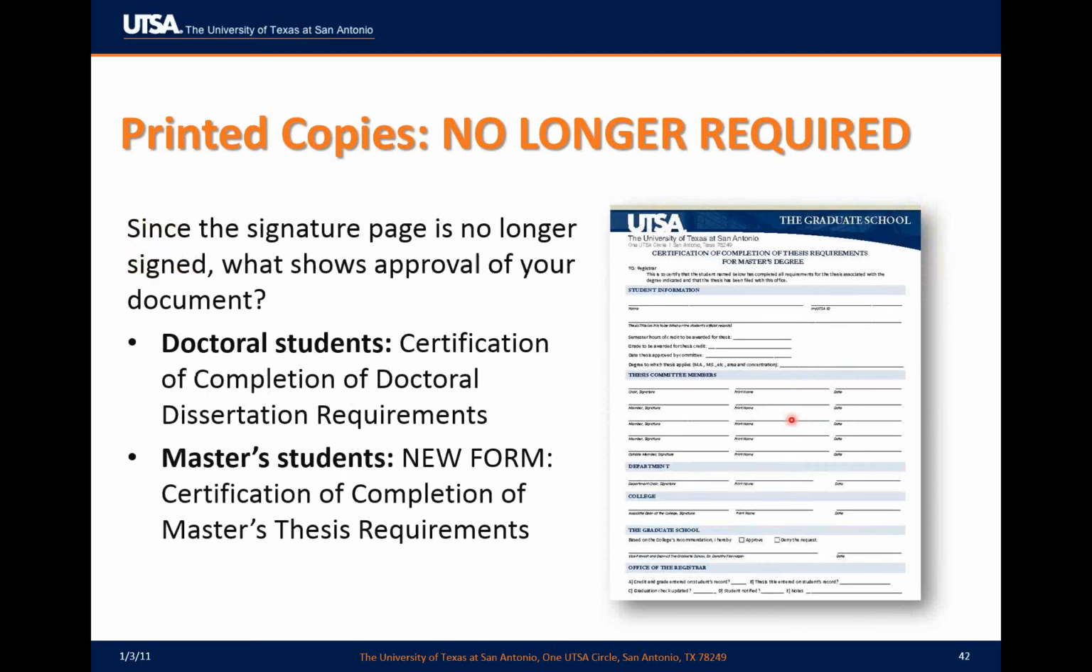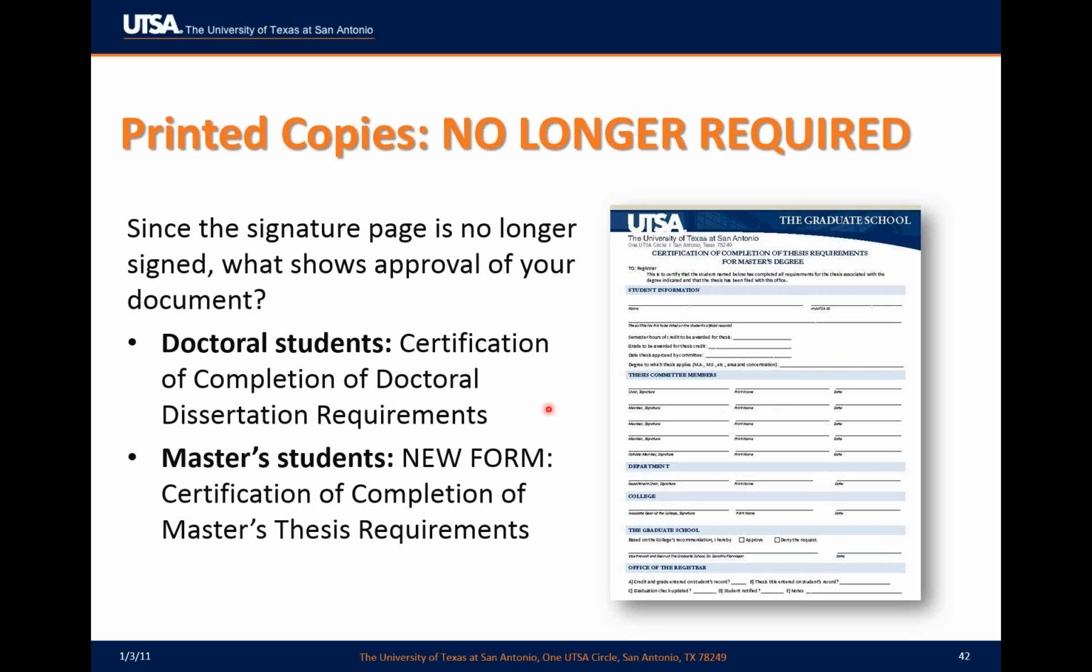But without the signature page being signed anymore, and without those 2 final printed copies being turned in, what shows approval of your document? Well, if you're a doctoral student, nothing has changed. You have several doctoral forms that are filled out, including, for example, your program of study, your appointment of your doctoral dissertation committee, etc. And one of those forms is the certification of completion of doctoral dissertation requirements. This is usually filled out and completed at your defense or right after your defense. And you'll notice when you look at that form that your committee members sign off on it. So that is the approval for your document as of spring 2014.